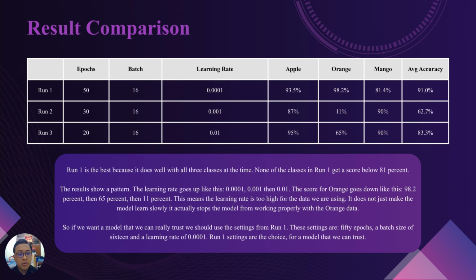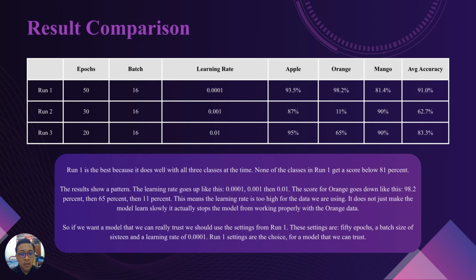For the result comparison, we have 3 result comparisons as I mentioned. Run 1 is the best because it does well with all 3 classes at the same time. None of the classes in run 1 get a score below 81%. The results show a pattern. The learning rate goes up like this: 0.0001, 0.01, then 0.01. The score for orange goes down like this: 98.2%, then 65%, then 11%.